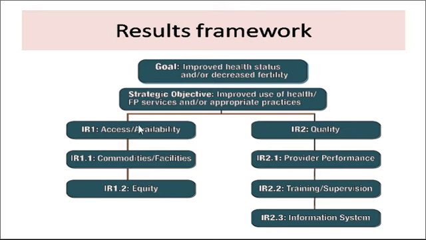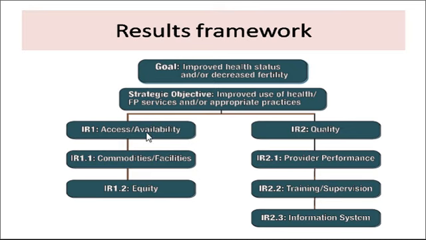Now what can be the smaller results? So there are two intermediary results which are identified. Obviously improved use is affected by two key factors. When will there be improved use of health services? Improved use of health services or family planning services will happen when there is access or availability of the services or the products. And it will also be dependent on the quality of that service. So, one is access or availability, that means the delivery of that particular service.